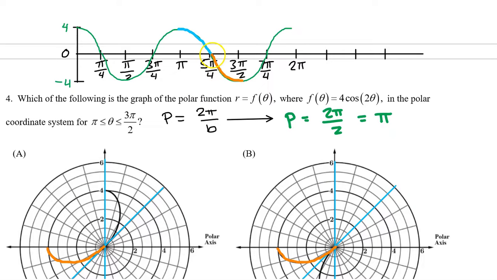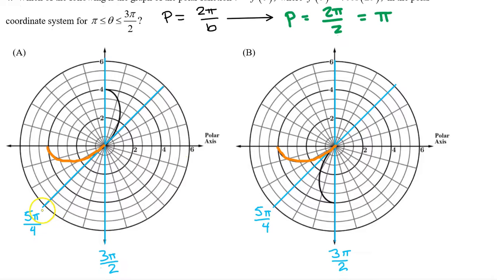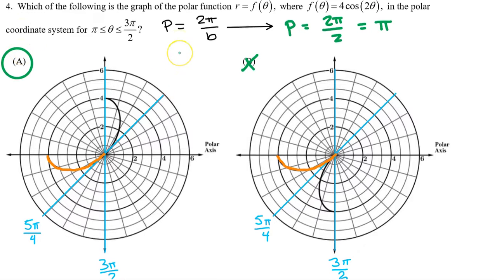Next, let's trace the portion of the graph from 5 pi over 4 to 3 pi over 2. Notice that on this interval the r values are negative. On the polar graphs, from 5 pi over 4 to 3 pi over 2 is from here to here. However, because the r values are negative, the graph will appear in the opposite direction. So we would expect the graph to appear here, which is what we see on option A, and not on option B. So I can already tell that option B is the wrong answer. The answer is going to be A, but I'd like to say a little bit more about it.